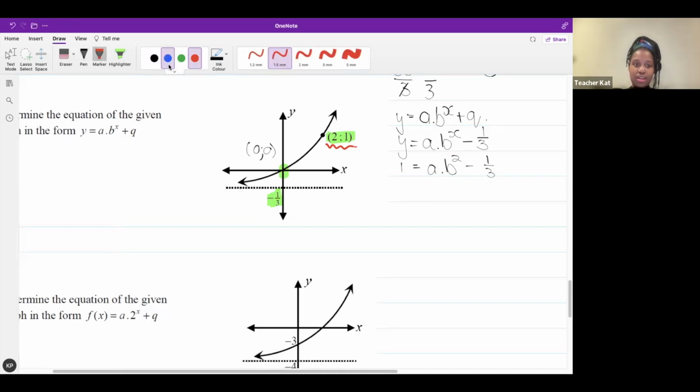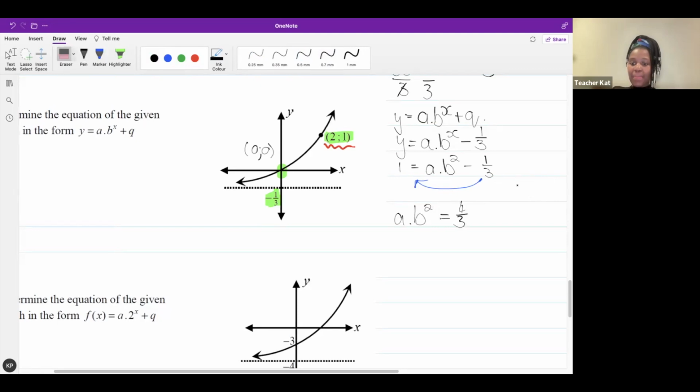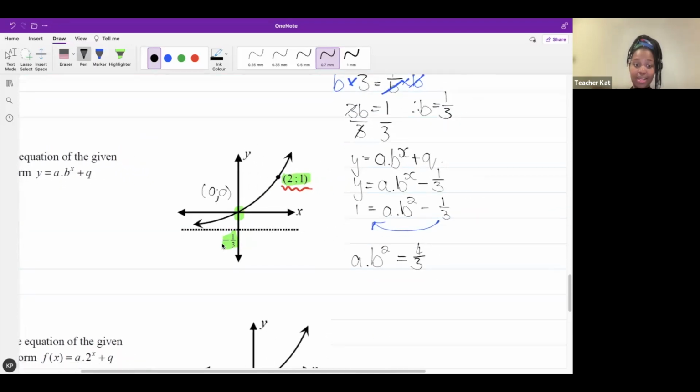I'm going to move this guy to this side to make this easier. And what happens is I'm going to have a times b squared is equal to 1 plus a third. Look at my maths now. 3 over 3 plus 1 over 3 is 4 over 3. Now, tell me where I'm going. Lerato, I'm going to stop right here because it's going to get more complicated. So I need you to tell me where I have lost you.